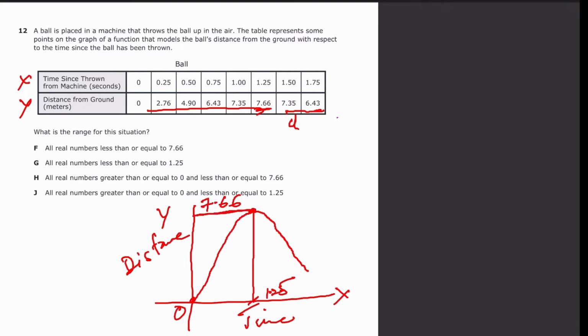So it lies between 0, because here you are getting all real numbers greater than or equal to 0 and less than or equal to 7.66, because this is the highest point. The range we are taking lies between 0 and 7.66. Where is it satisfying? It's satisfying in h. So therefore, all real numbers greater than or equal to 0 and less than or equal to 7.66. This is the answer.